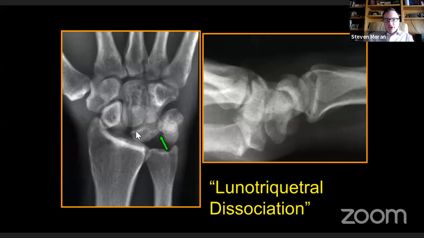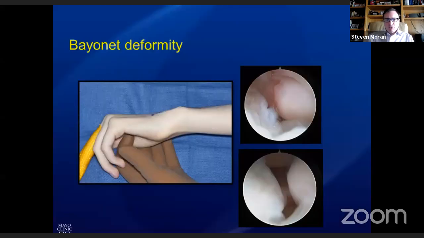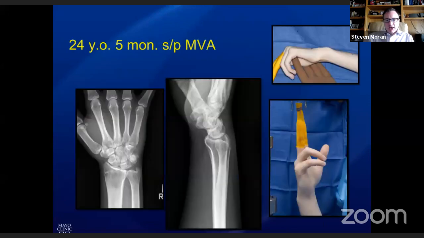The signs of standard LT dissociation can be confusing. This would look like a scapholunate dissociation if you just looked at the AP, but by looking at the lateral, you see the VISI deformity here. So you know that there's a concomitant LT injury. We've talked about the bayonet deformity that you can see in these patients. And just a patient of mine who I missed this on, this was an MVA, gross instability of the DRUJ, but also if you look carefully in the OR, this bayonet injury. So he's got a VISI, also DRUJ instability.